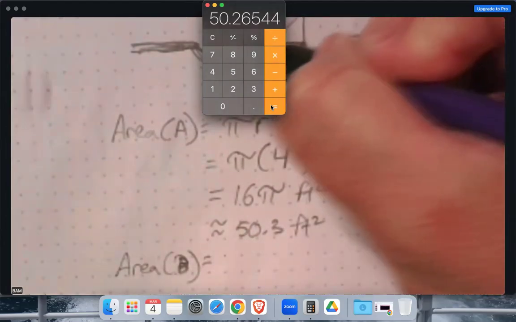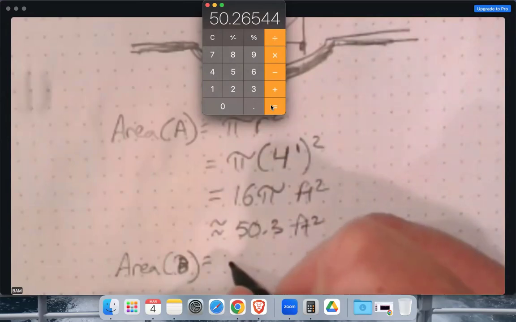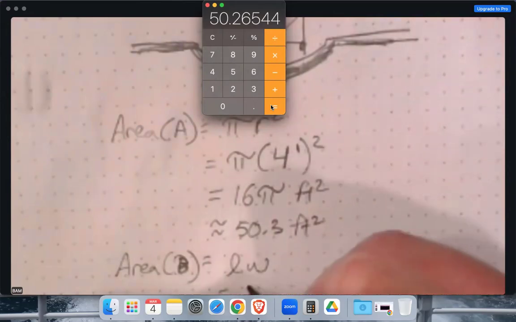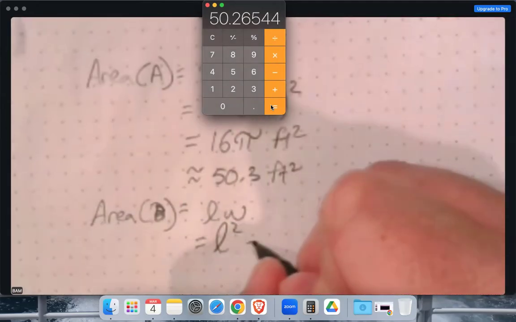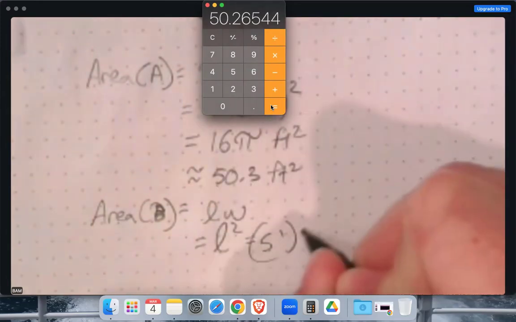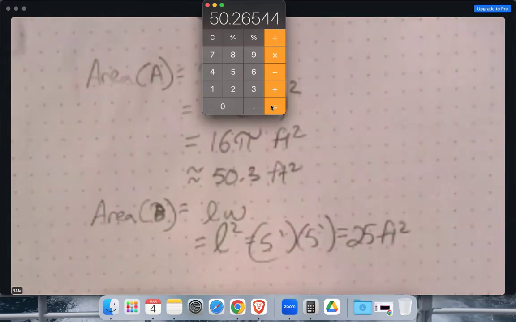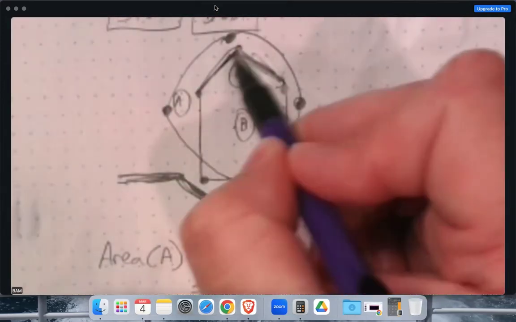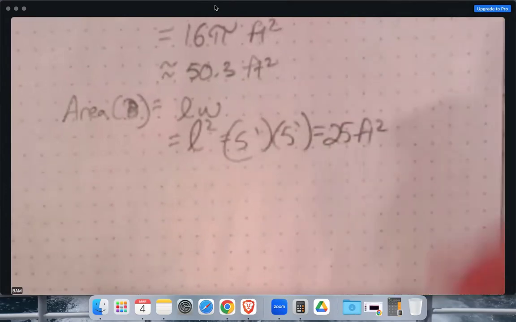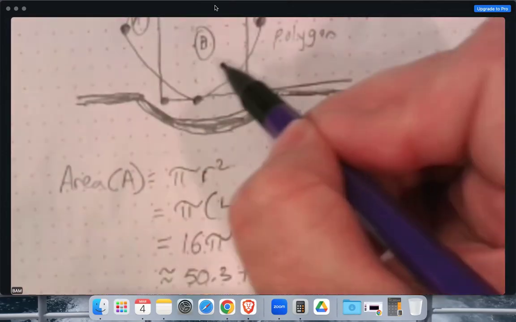The area of B, it's so easy. So 1, 2, 3, 4, 5 feet by 1, 2, 3, 4, 5 feet. It's just length times width, but it's also length squared because it's a square. The length and the width are the same. So 5 feet times 5 feet is 25 square feet. So without including the triangle on the top, the stone is way bigger than the opening, right? The stone is about twice the size of the opening.